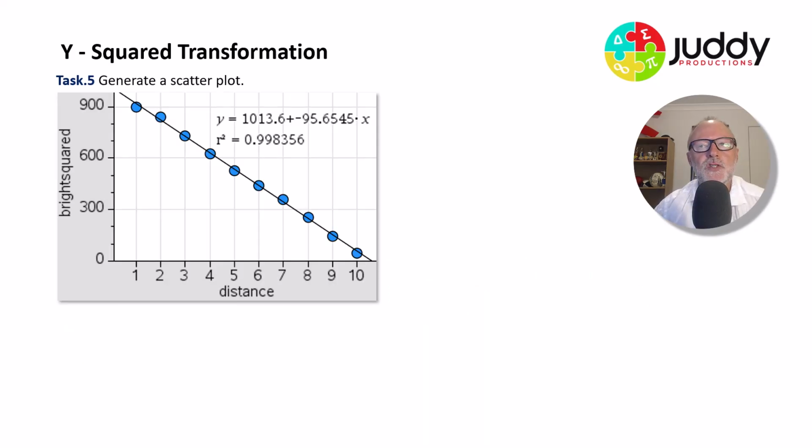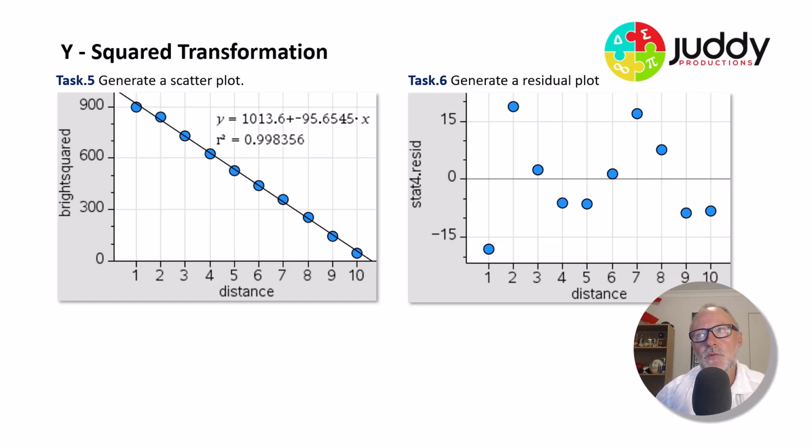Task number 5, we wish to generate a scatter plot, and we can see that once we square our brightness, we have an extremely linear looking association. Task number 6, we wish to generate a residual plot. Task number 7, we wish to perform a residual analysis.